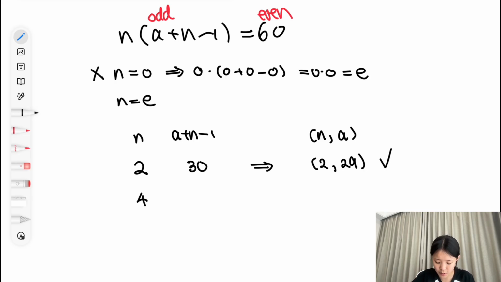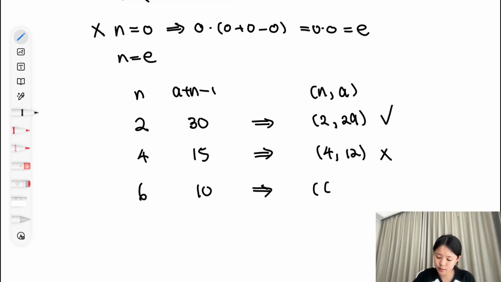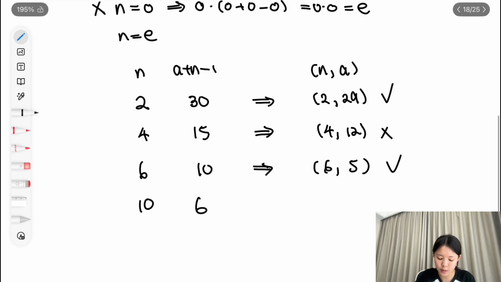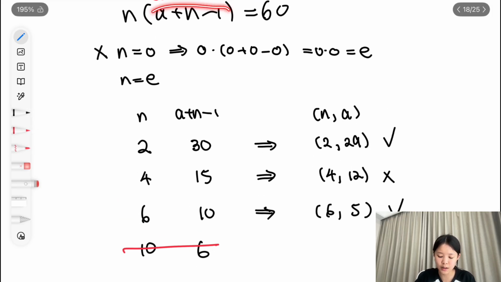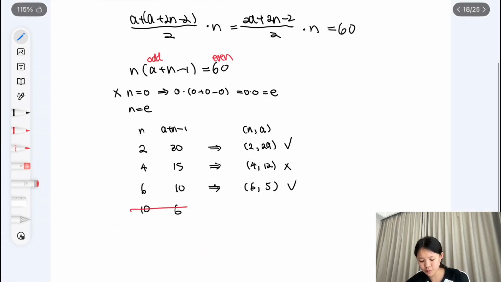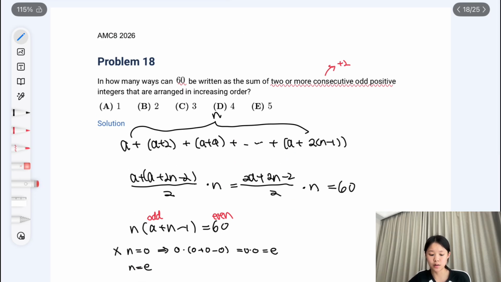Now we continue in the same manner. 4, 15, and then this thing here would be 4, 12. We know that's wrong since 12 is not an odd number. And then 6, 10. We get 6, 5, which we know is correct. And then you can keep going with 10, 6, but that's not correct, since if you bring it back up here, you'll realize that this will make a negative number, so that would not be viable. So then overall, if we count, we have 1, 2 solutions, and that means there are 2 ways to arrange this in increasing order.